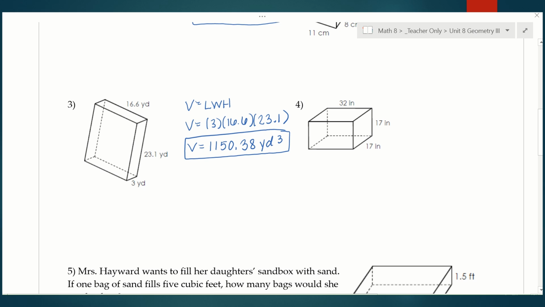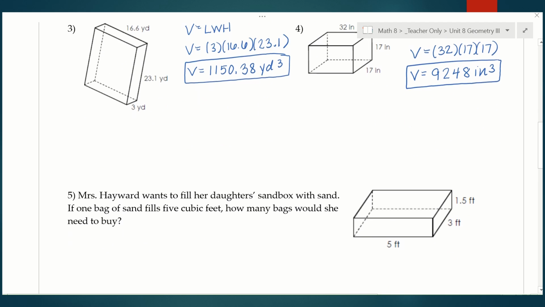Okay, one last one here. Length times width times height. So let's see, I'm going to say 32 times 17, and the height is also 17. So multiplying those three things together gives me 9,248 inches cubed.